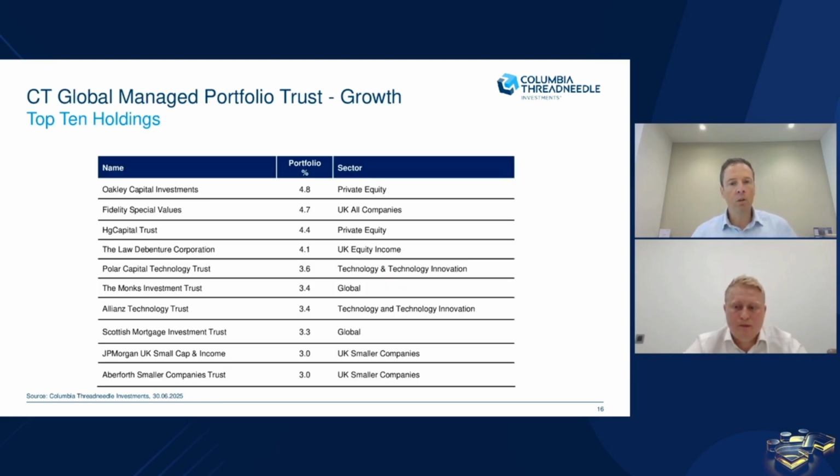So turning now to the growth portfolio and the top 10 holdings. If you look down the list, you'll see a varied selection of trusts, including UK all cap, UK small cap, private equity, including Oakley Capital Investments and HG Capital Trust. Also global technology holdings and broader global trust. But when you add up the total of the top 10, it comes to under 40% of the portfolio.